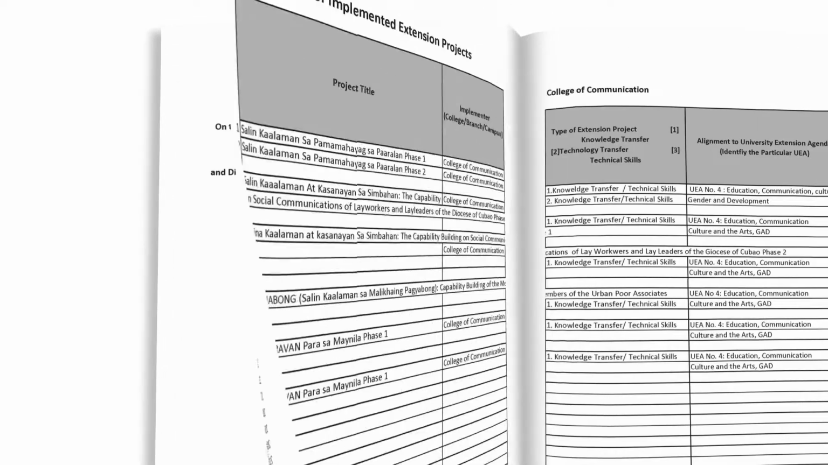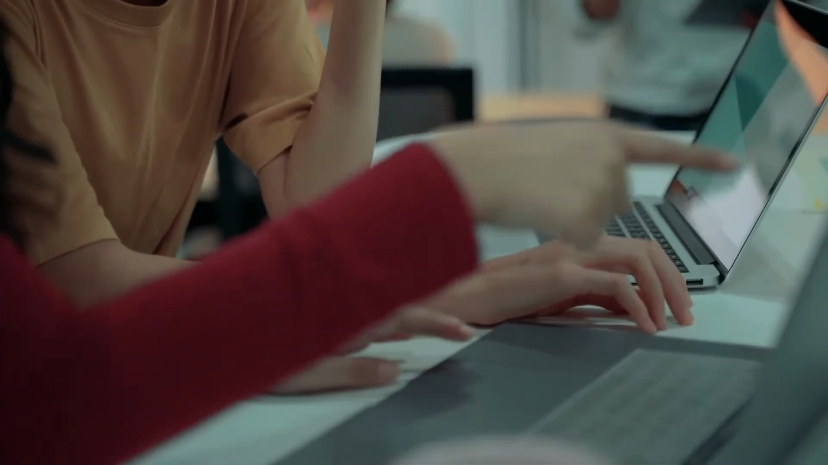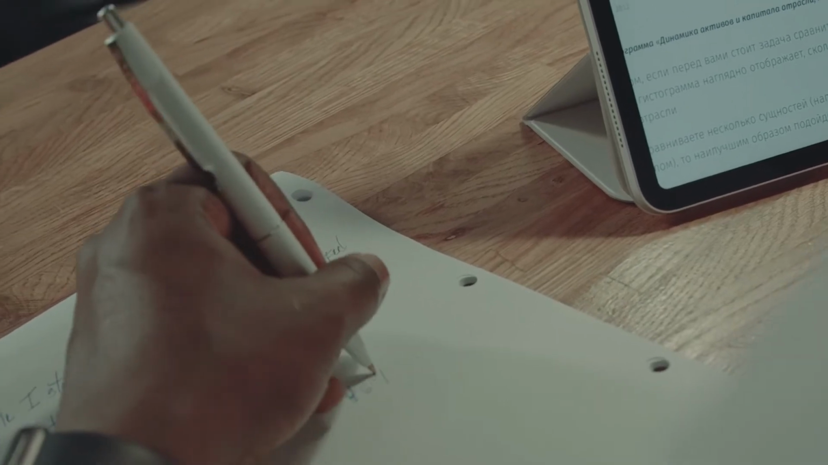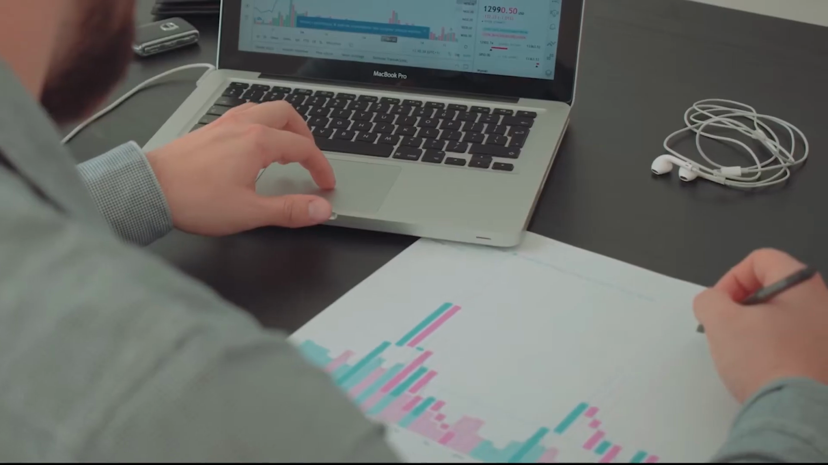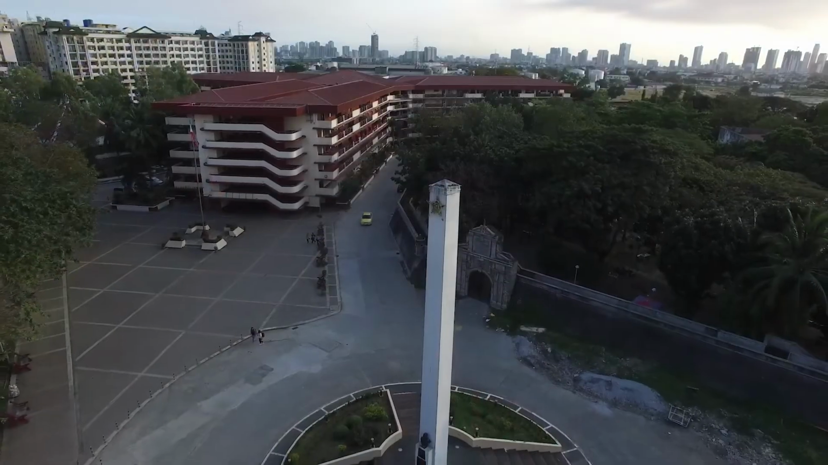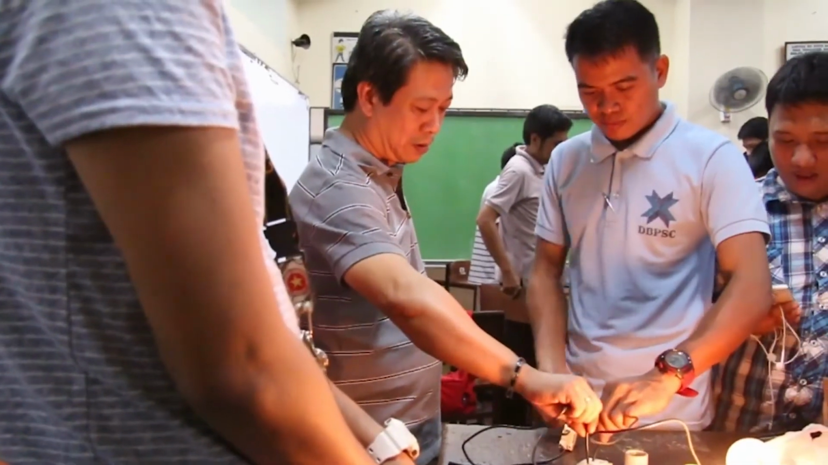The evaluation focuses on the results of the level of performance of the intervention and is principally used to determine if the beneficiaries have significantly benefited from the activities. The Extension Evaluation and Monitoring Center prepares an assessment study after the implementation of the project. The result is used to help the university improve the delivery of its extension programs. No extension project can materialize without its budget.